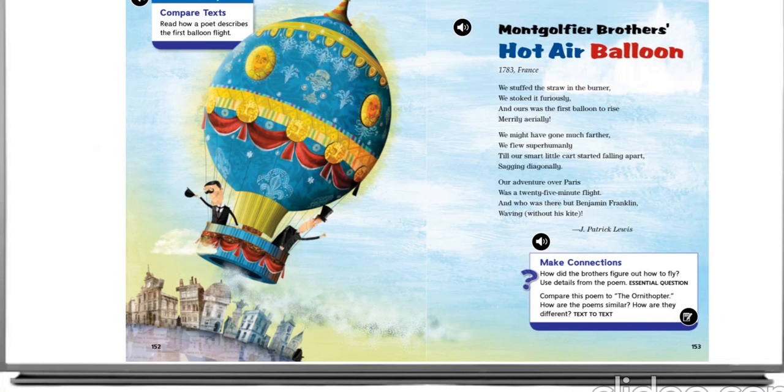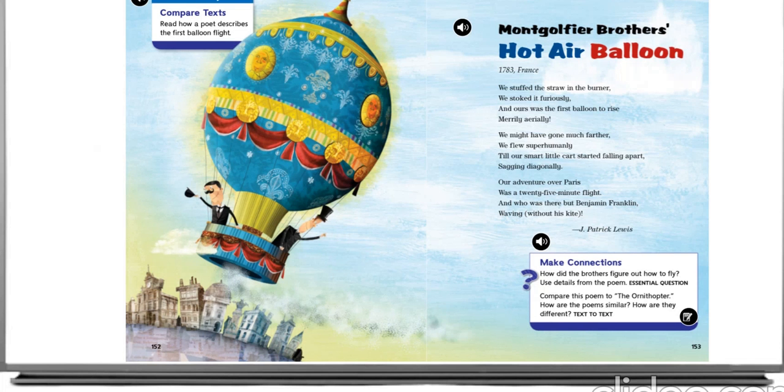We stuffed the straw in the burner, we stoked it furiously, and ours was the first balloon to rise, merrily, airily. We might have gone much farther. We flew superhumanly, till our smart little cart started falling apart, sagging diagonally. Our adventure over Paris was a 25-minute flight, and who was there but Benjamin Franklin waving without his kite?